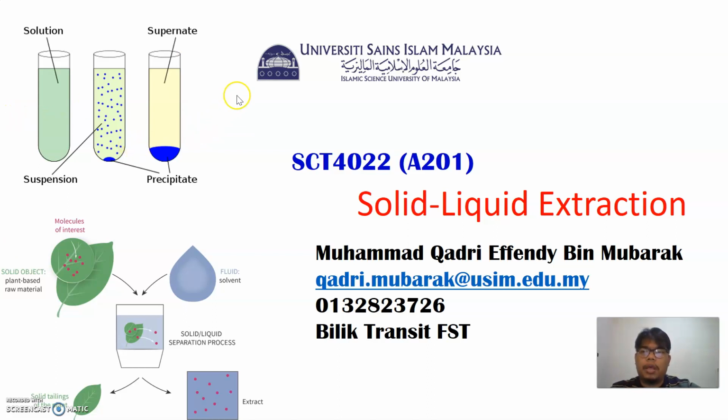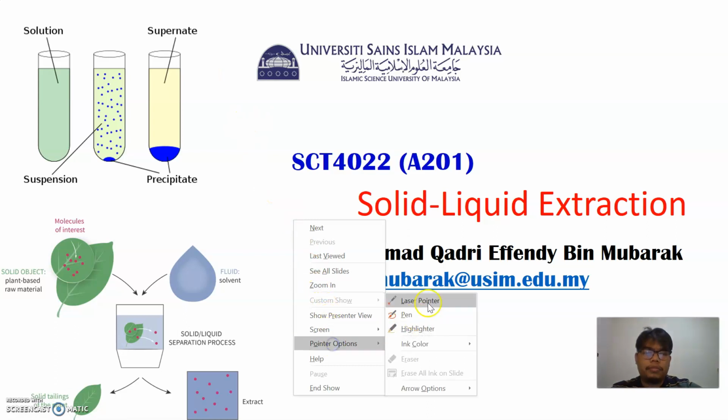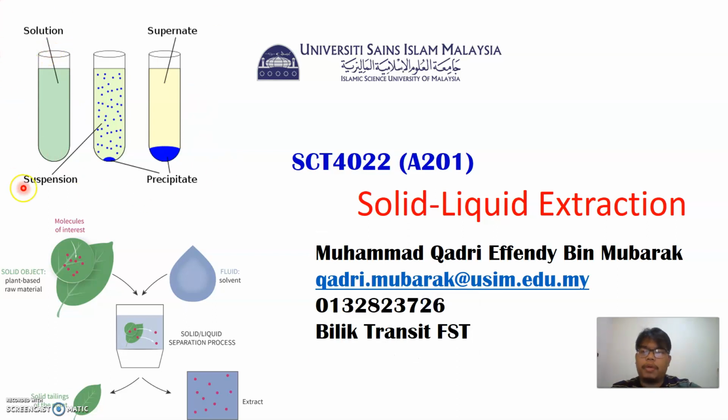If you see in this slide, for example, we have a solution. In our solution there is a mixture of the active compound that we want and also a liquid. This active compound, assigned with the blue color, can be precipitated. Once it's precipitated, we can harvest it.